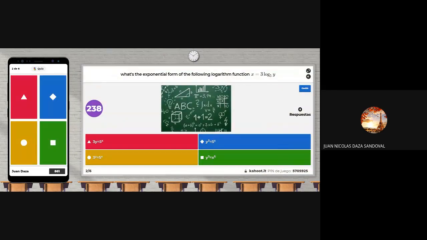What's the exponential form of the following logarithm function: x equals log base 5 of y? In this case, we take the square and elevate it to the y, so y elevated to the square. We can see that the only ones that are correct for the moment are blue and green, and after making the 5 the base again, the 5 will be elevated to the x, so the correct answer will be the blue one.